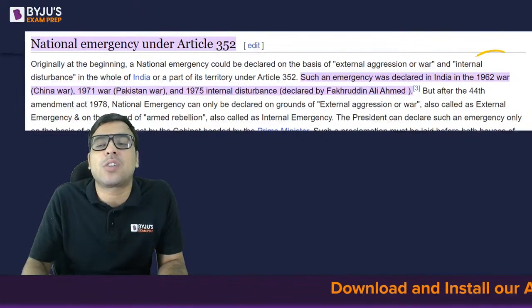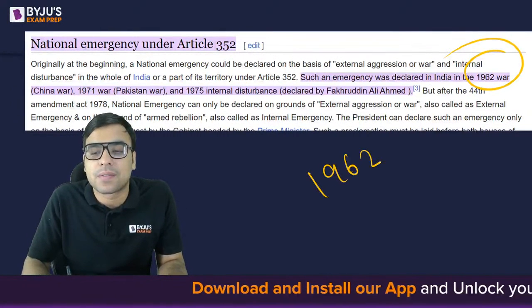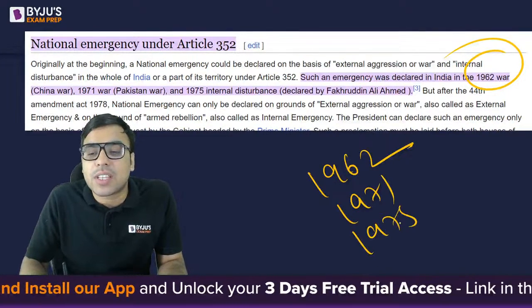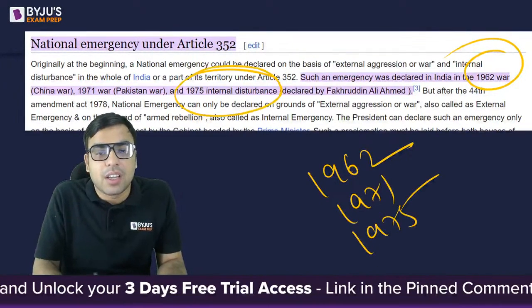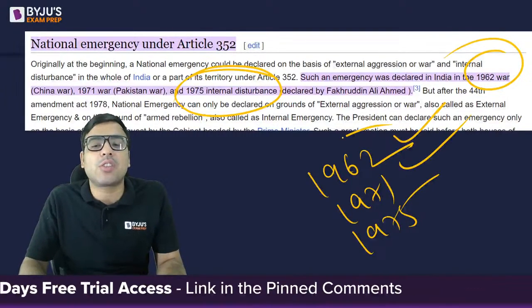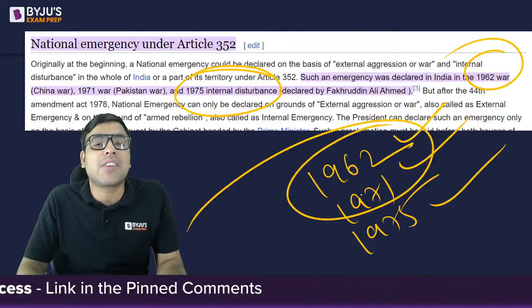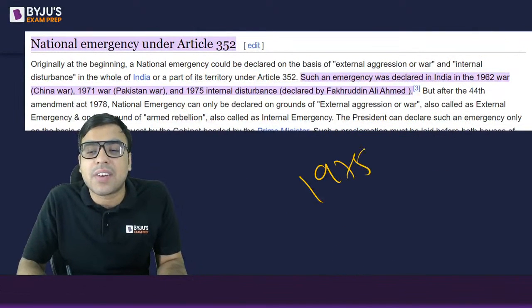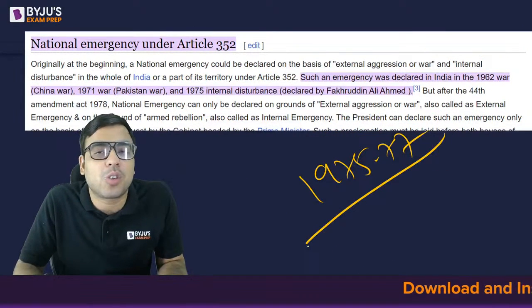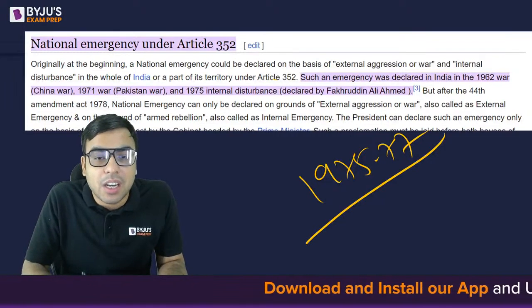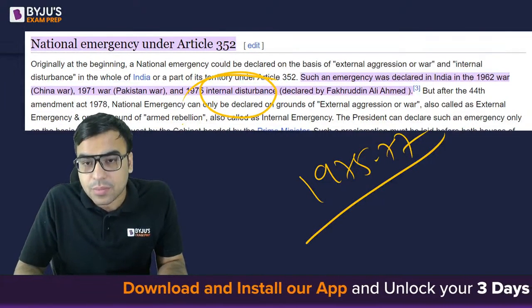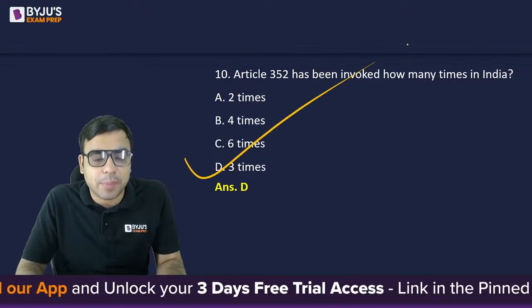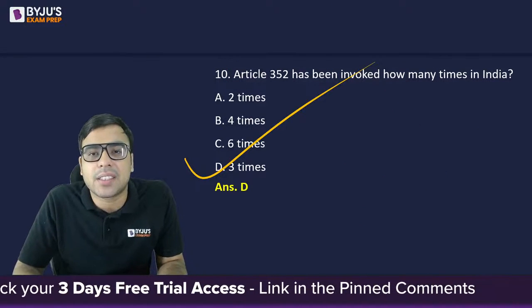एक 1962 चाइना इंडिया चाइना वॉर में, एक 1971 इंडिया पाकिस्तान वॉर में, and the next one was 1975. Okay, so why? Because 62-71 वाला तो वॉर से रिलेटेड था, but 75 वाला फेमस हो गया. So the last one, the third one became very famous, the 1975 to 77, because it was due to internal disturbance, not due to war. ठीक है, तो लास्ट वाला ज्यादा फेमस हो जाता है, but you should be knowing that it has been invoked 3 times. So D is the right answer to this question.